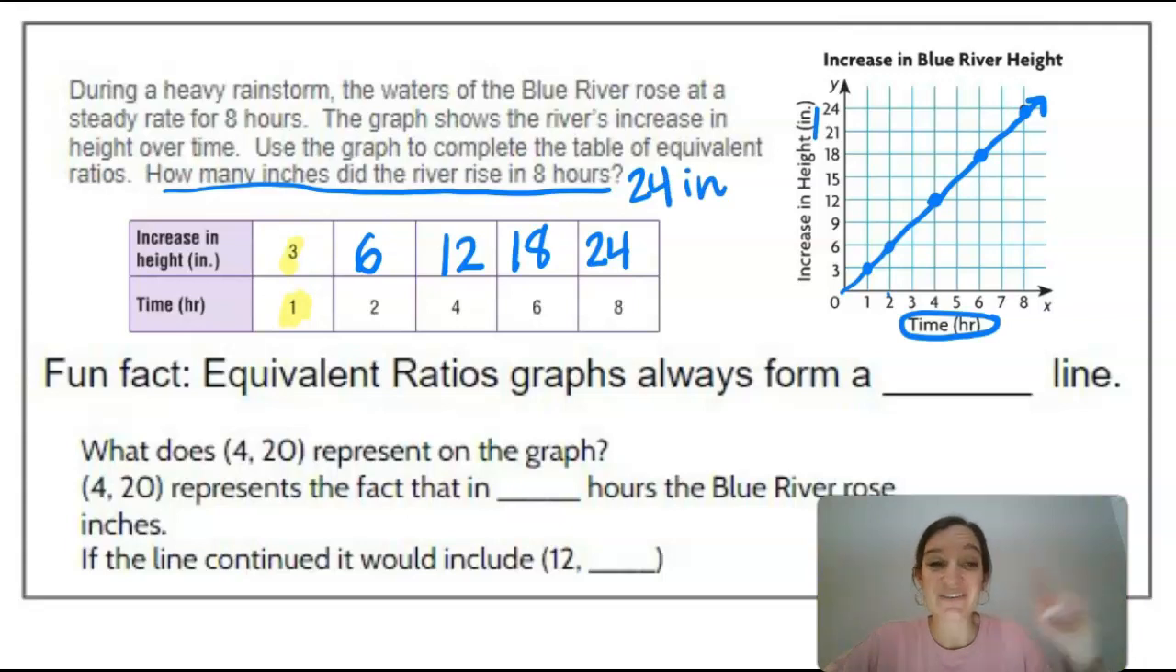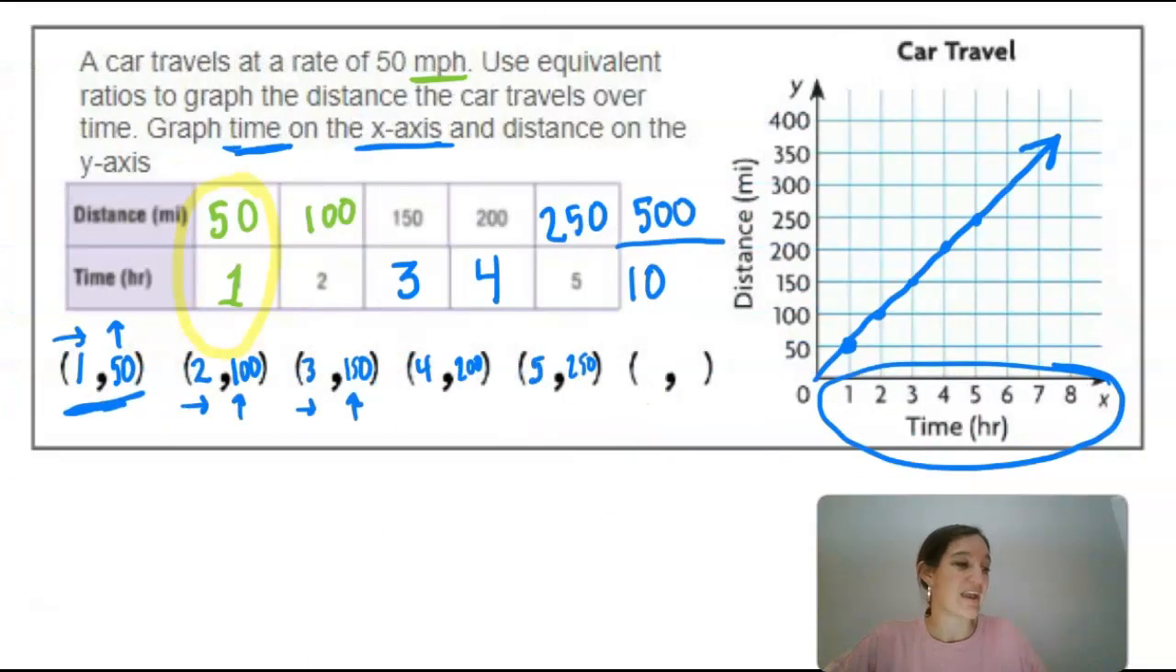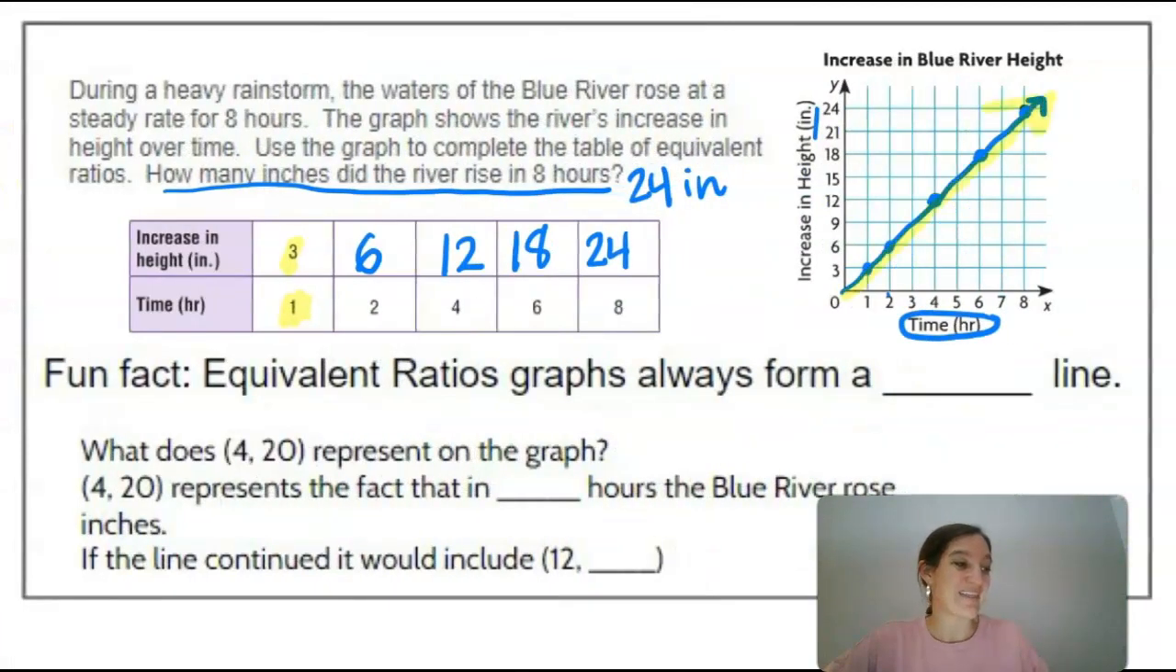Have you noticed with those first two lines, the graphs that we've done, that both of them were a straight line? Did you notice that? Well, that was not coincidence. Anytime you're graphing equivalent ratios, they always form a straight line. So if you're ever graphing equivalent ratios and your line kind of goes like this, then you've done something funky in creating your equivalent ratios right here. So go over all of those again and find your mistake, because it will always form a straight line if you're dealing with equivalent ratios.